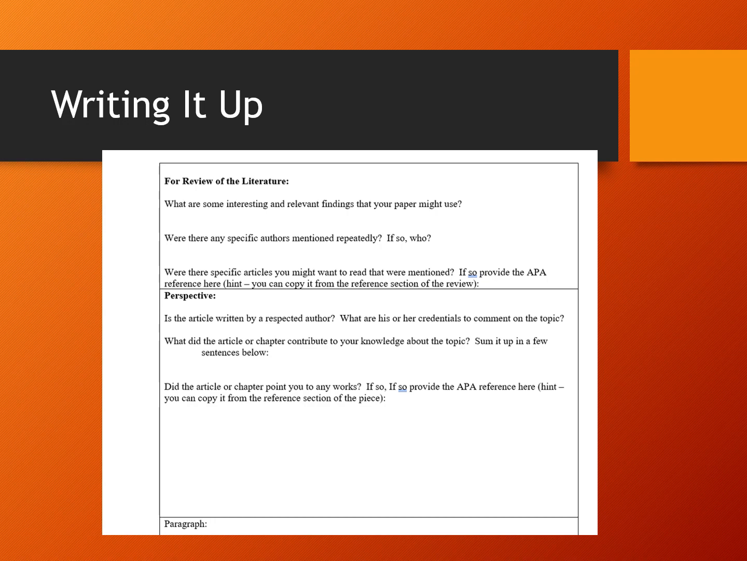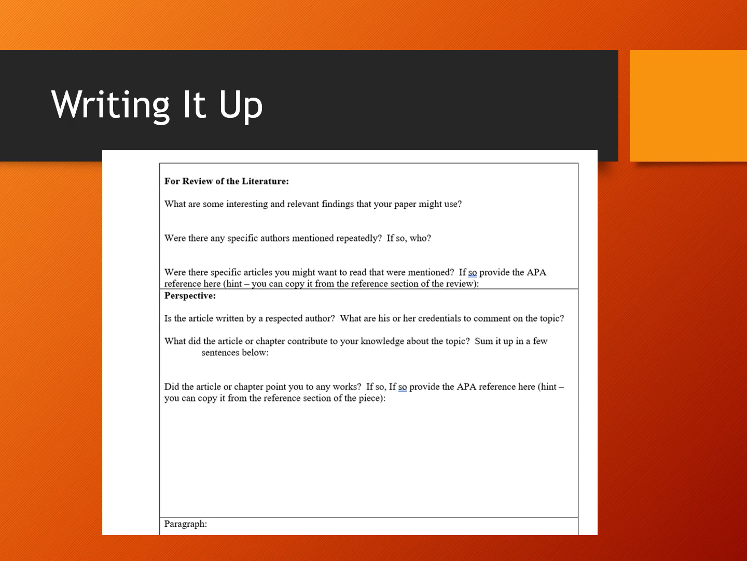Let's look at the questions you would write about if you were doing a review of the literature. First, what are some interesting and relevant findings that your paper might use? So you're going to read the review of the literature and some things will jump out at you as they pertain to your topic. You can simply list them, write them as a paragraph, or you can list them in bullet form. Were there any specific authors mentioned repeatedly? This might be a clue as to who's important that you might want to go and look up.